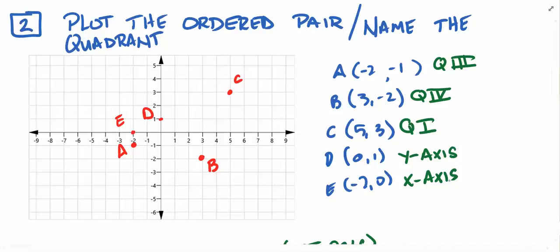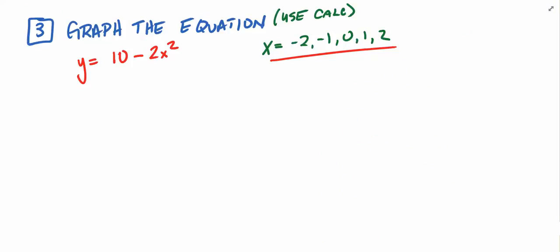The equation that we're being asked to graph is y equals 10 minus 2x squared. And then they want specific values of x. They want us to use the values of -2, -1, 0, 1, and 2. So in your homework tonight, you're going to be asked a similar question. They're going to say, use these points to graph this equation. And this is how I want you to do it. I'm going to model it for you right now.